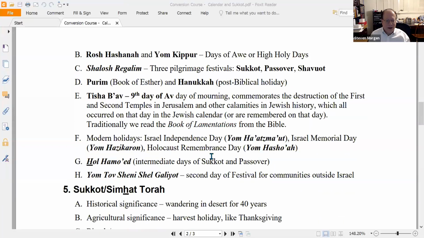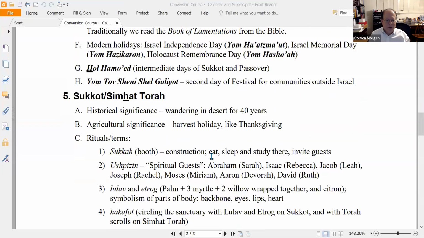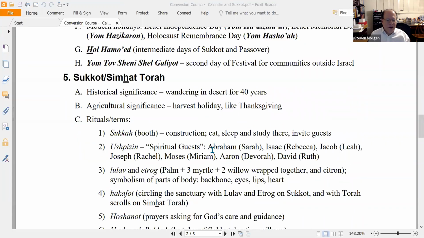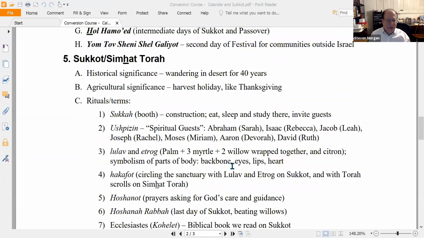And instead of celebrating Passover for only 7 days, outside of Israel, we celebrated for 8 days to keep that extra day. So I know that's all very complicated, but I wanted to give you all that information so you have an idea of what's going on with the Jewish calendar. Now let's talk about the holiday that's coming up. It's called the Feast of Booths.